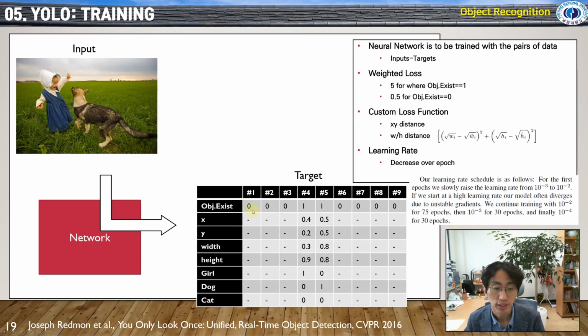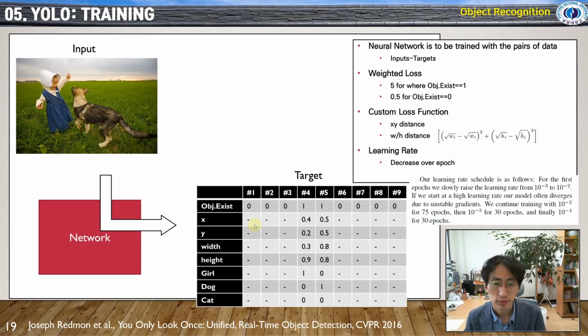so all the loss information, all the errors from the x and y coordinates, are going to be ignored if the object exists value is 0. Okay. And they also put in a weighted loss, and they developed other custom loss functions, like the xy distance. So they calculated this loss for x and y coordinates together.